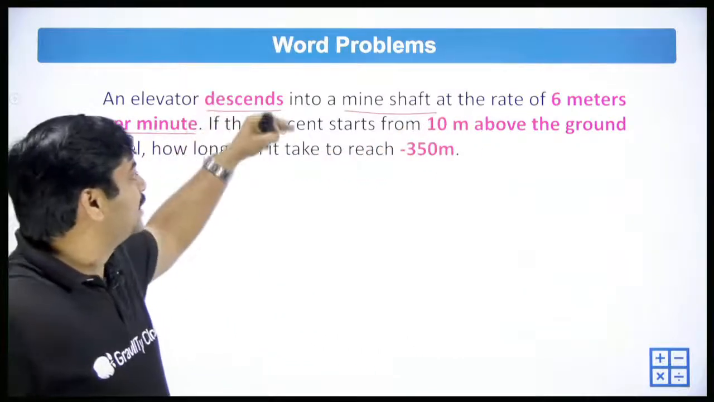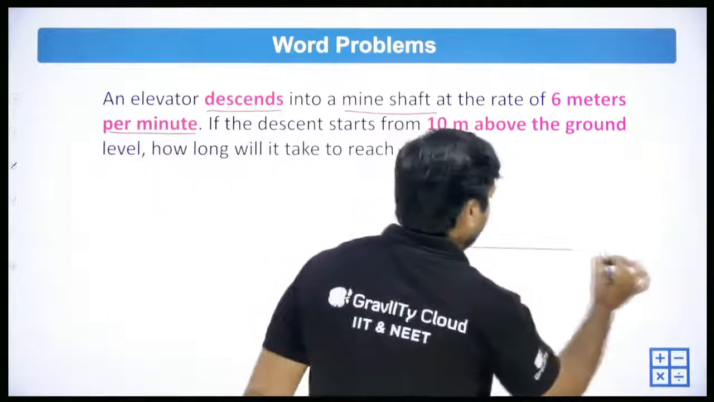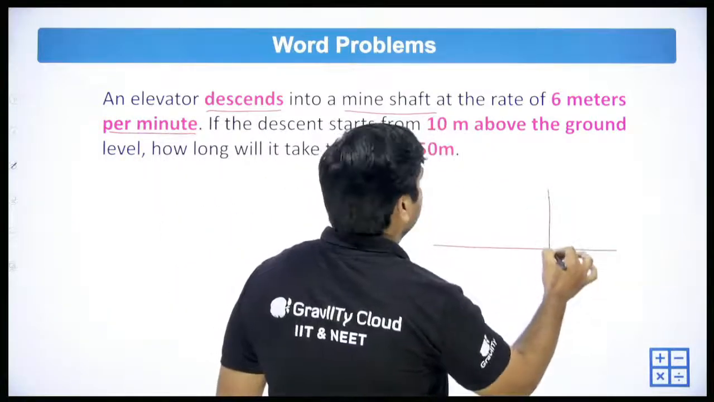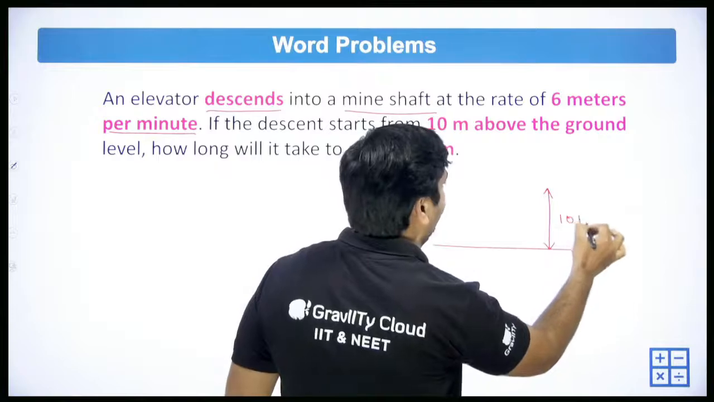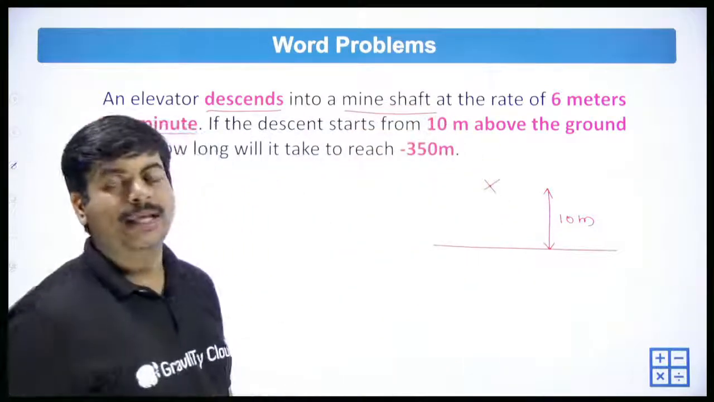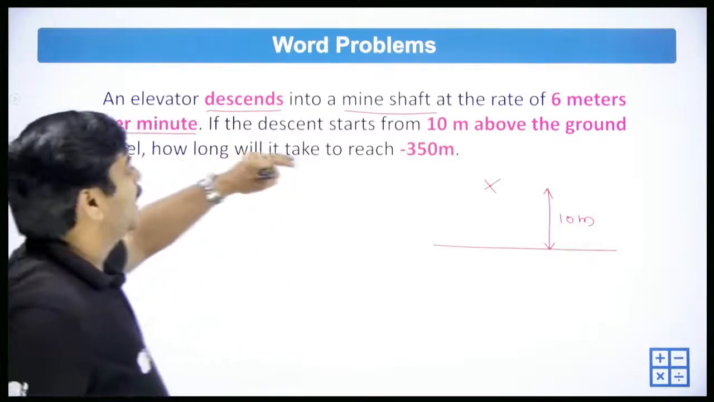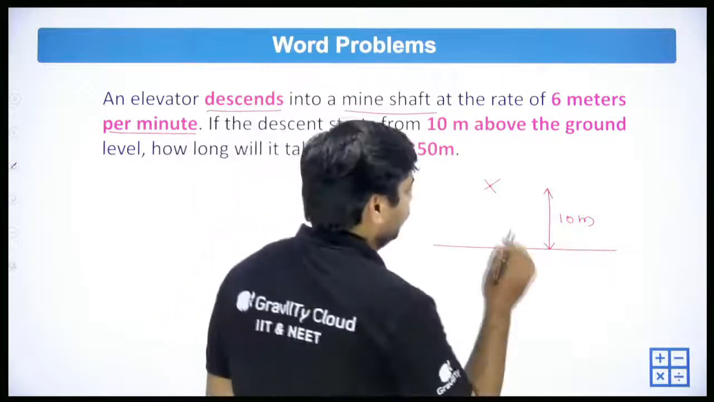If the descent starts from 10 meters above the ground, okay, so this is the ground here we were having. So above the ground, we are starting from 10 meters. From this point, the elevator is moving down. How long will it take to reach minus 350 meters?